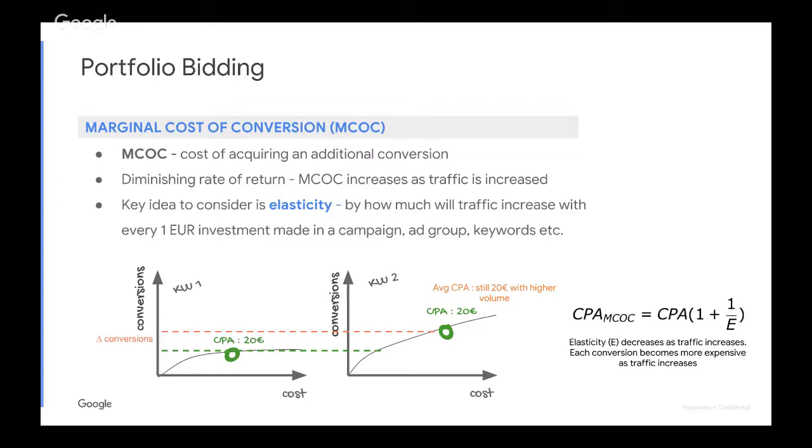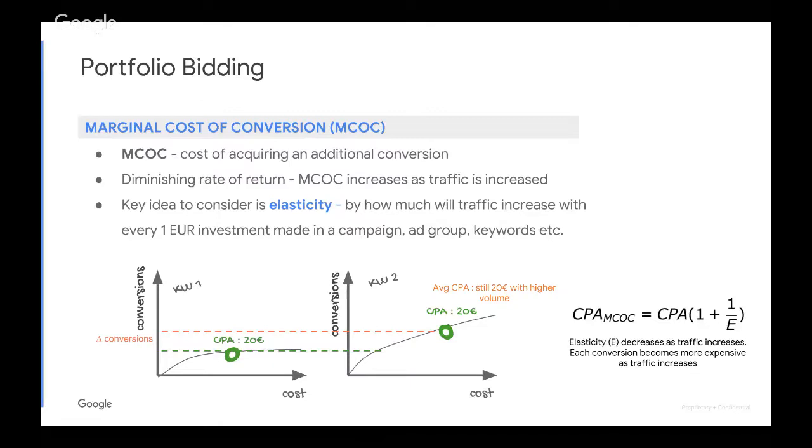So if I invest an additional $1, how many conversions will I get? And really the key idea here is what we call the elasticity. So by how much will traffic increase, or conversions increase, with every euro or dollar invested into the account. And this elasticity can differ across the portfolio.